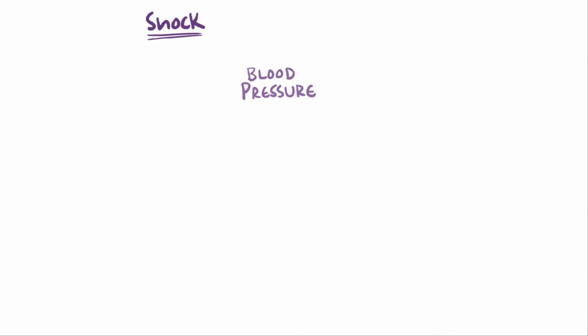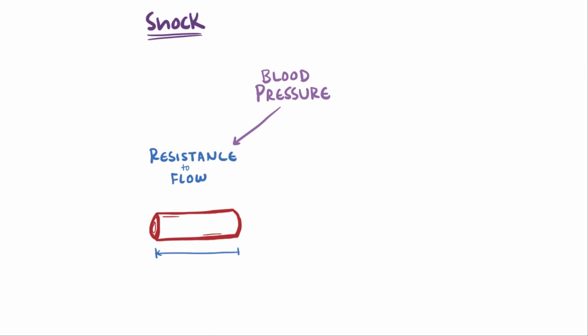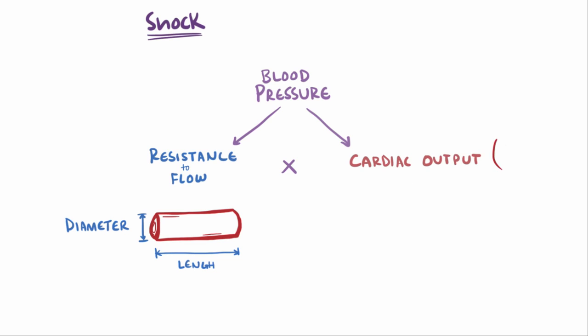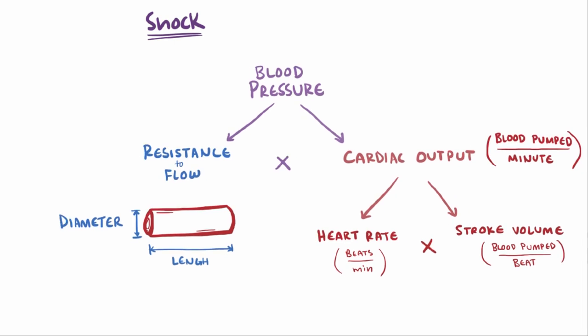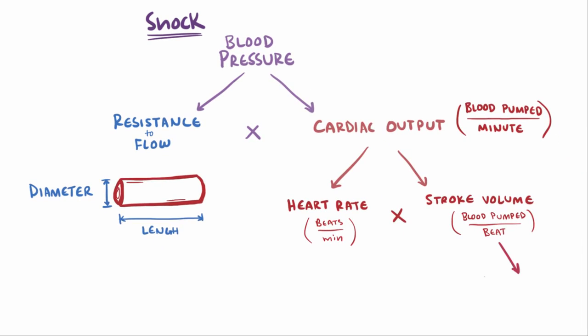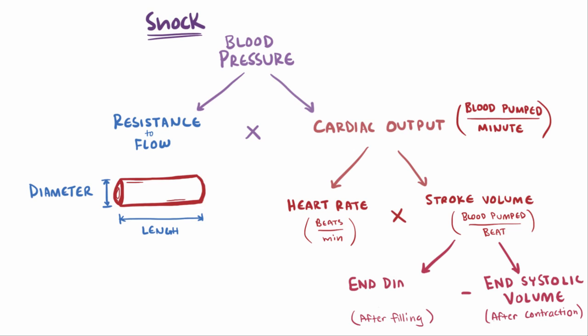Now, blood pressure is determined by two components: the resistance to blood flow in the blood vessels, things like vessel length, blood viscosity, and vessel diameter, and the cardiac output, which is the volume of blood pumped by the heart through the body per minute. And you can break that into heart rate, the number of beats per minute, times stroke volume, the amount pumped out each beat. Going even further, the stroke volume is found by taking the total volume of blood left over after contraction, the end systolic volume, and subtracting it from the total volume in the heart after filling, the end diastolic volume.